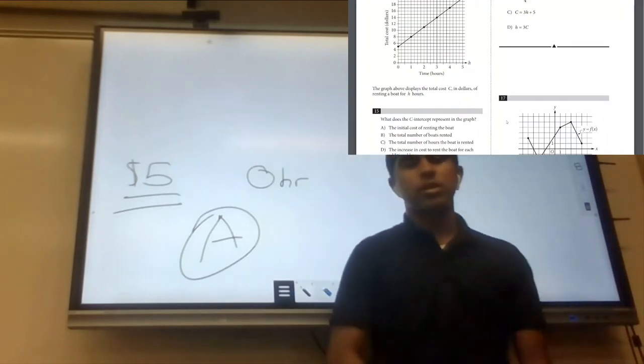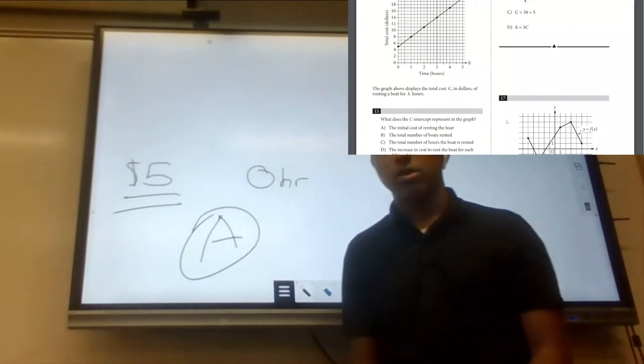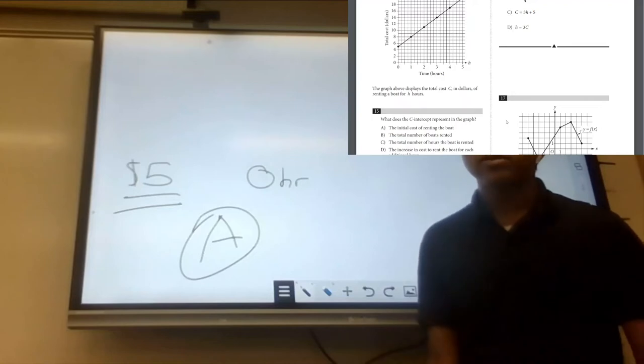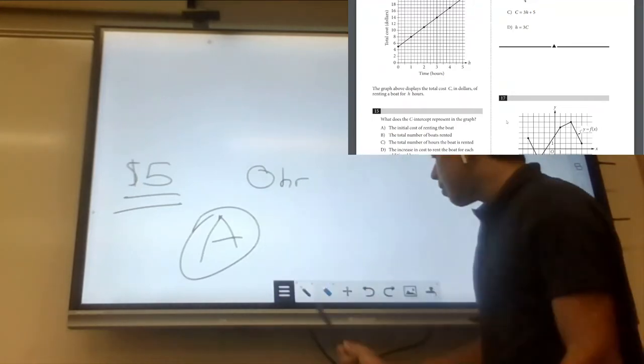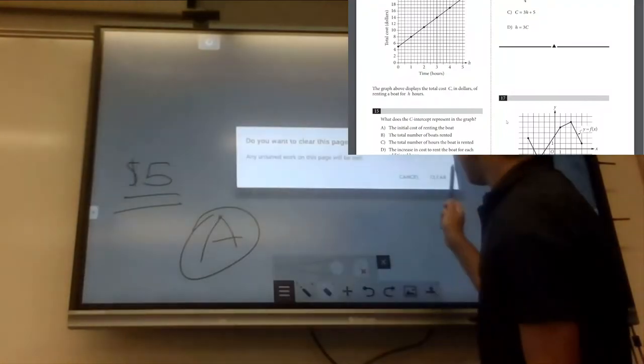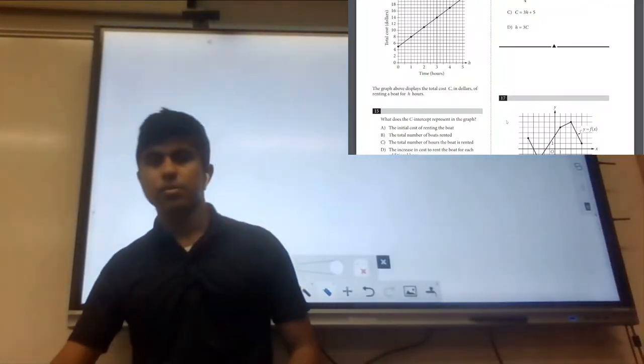Total number of boats rented, no. Total number of hours of boat rented, obviously not. The increase in cost of renting the boat for each additional hour, that would be the slope. So our answer is A, and we can keep going to the next question.